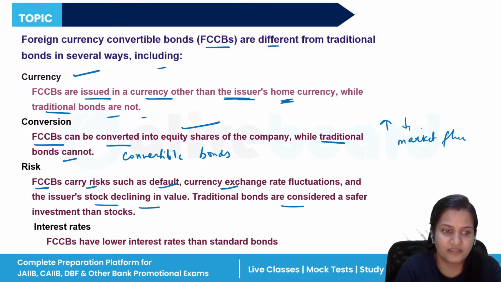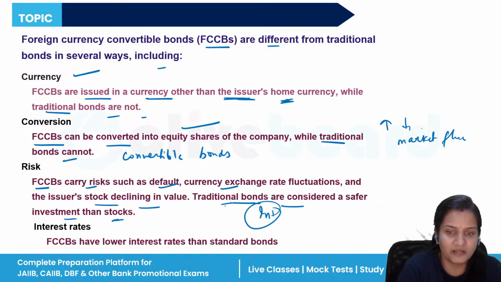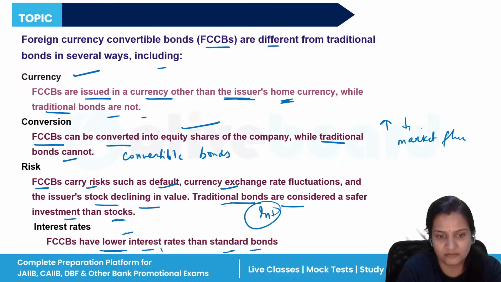Traditional bonds are considered a safer investment than stocks because these are bonds. If anybody has issued a bond, in return that person is getting a proper interest. So it is a bit safer instrument than the stock market, and they have a lower interest rate than the standard ones because they are a bit risky. They are a bit risky, so the interest rate will also be low. These standard bonds have a high profit margin, so their interest rate will also be higher. Clear?